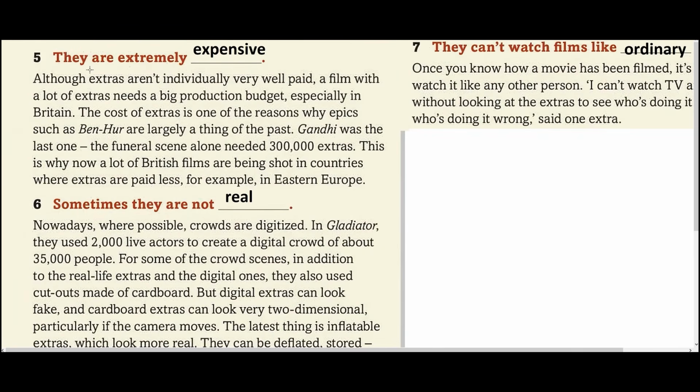Дальше пятое. Они очень-очень дорогие. Несмотря на то, что extras, статисты, индивидуально не очень хорошо платят, то есть каждая зарплата статиста очень минимальная, фильм, который нуждается во многих статистах, нуждается в большом бюджете. Можно сказать, производственный бюджет.